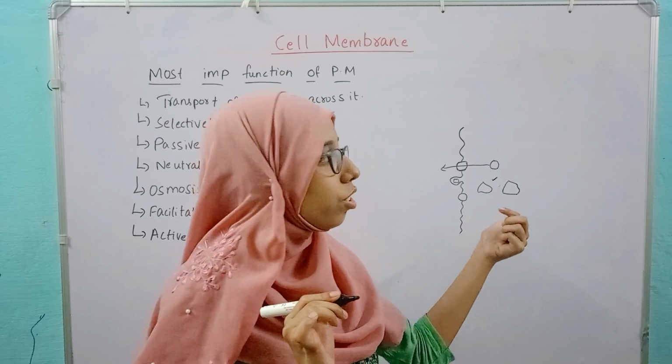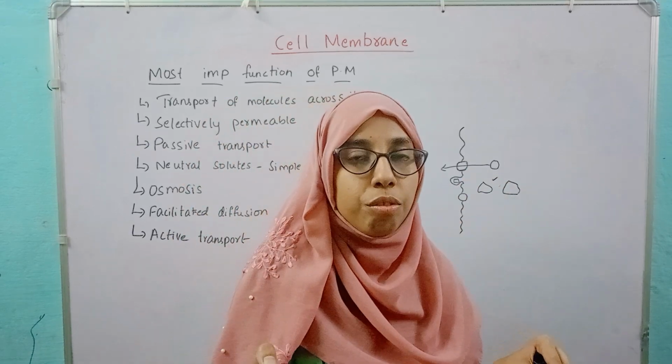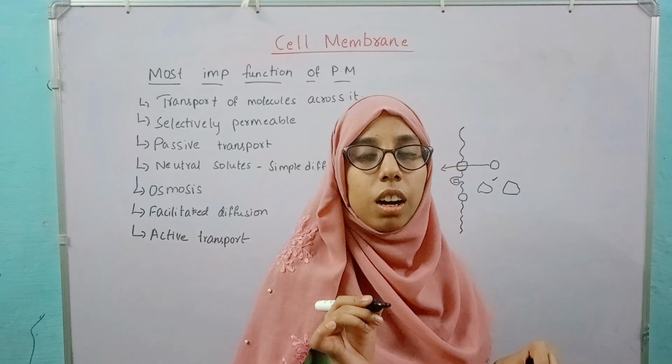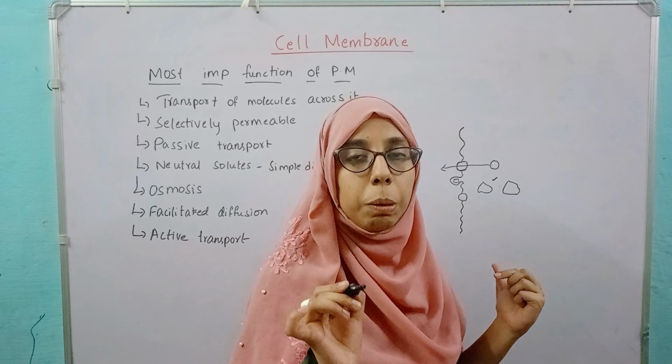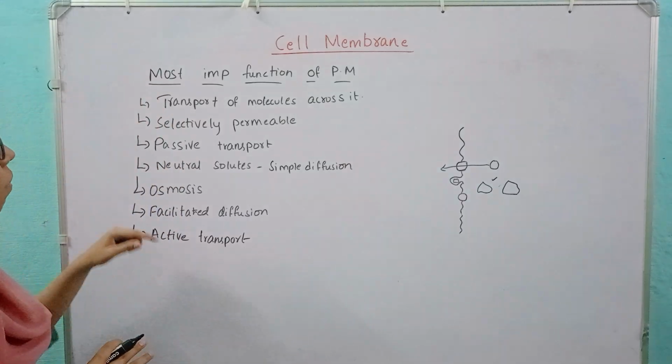Based on this nature it is called a semi-permeable membrane, and based on the selection of the molecules which are required by the cell and which are not required, the plasma membrane selects, then the plasma membrane is called a selectively permeable membrane.